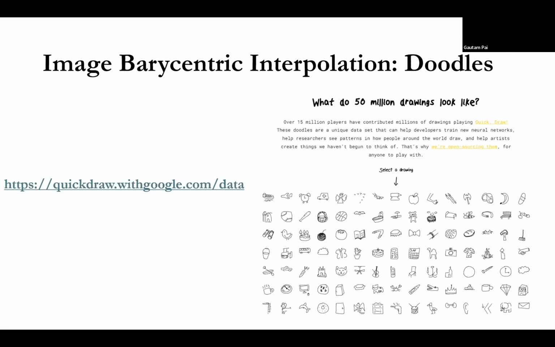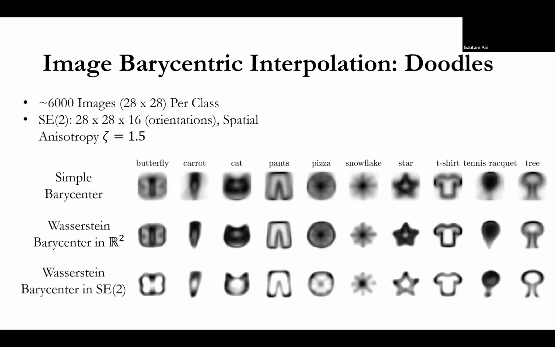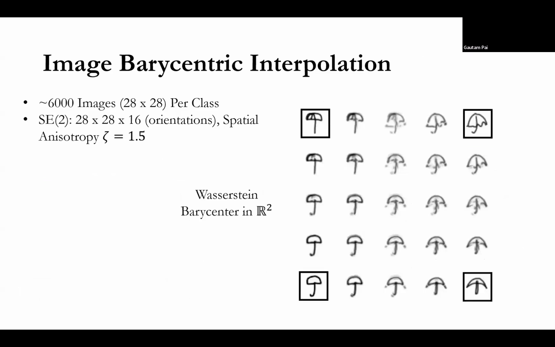Then we thought of using a more interesting data set, which comprises a lot of doodles, which are basically people online can go and make a doodle for each class, say a star or an umbrella or whatever. And even over here, we see that if you compare between them, it's meaningful in terms of using it in SE2 in comparison to doing it with R2 or, for example, the simple barycenter. It's the same example where when you do it in SE2, you have these contour concentrating behaviors due to the anisotropy that we use.